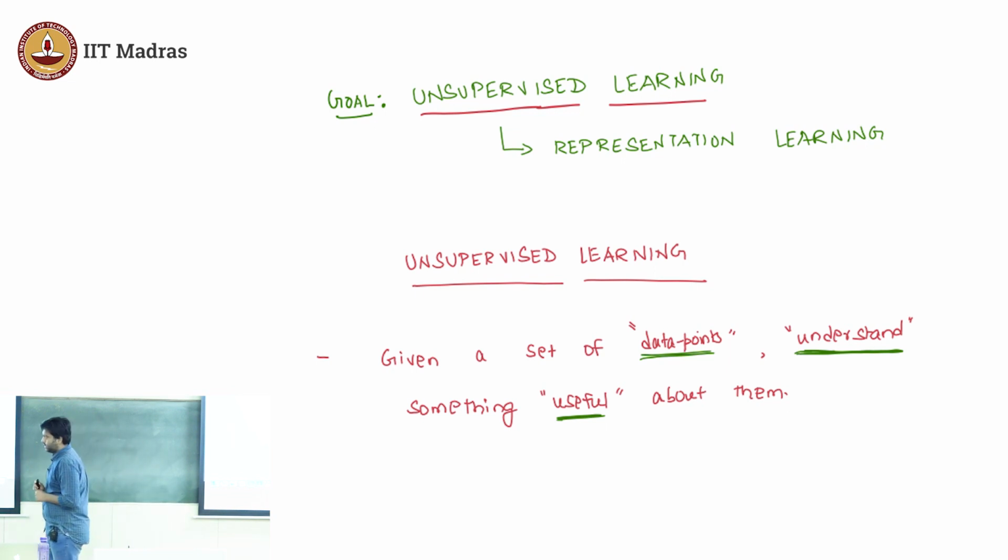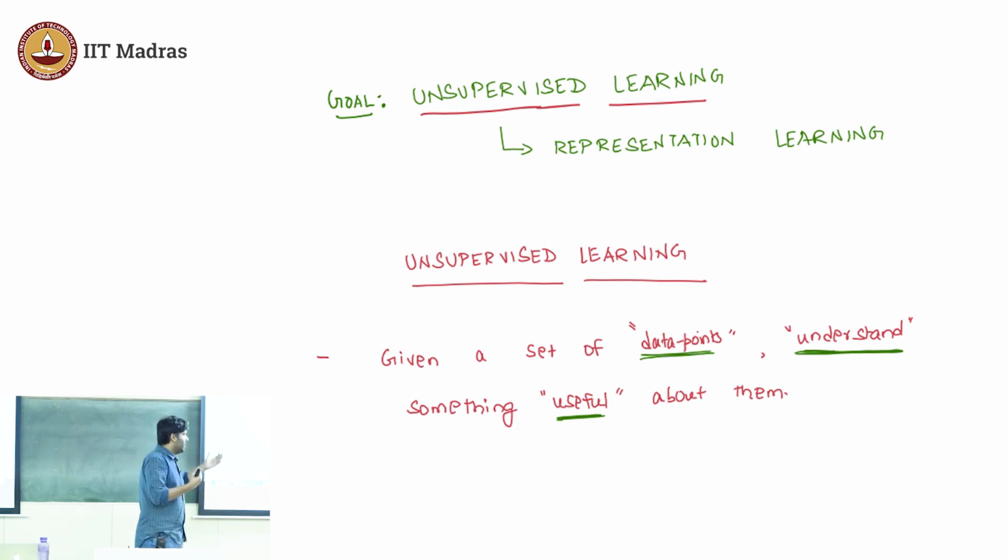Here is what we want to understand. At a very, very high level, this is the goal. You are given a set of data points. You want to understand something useful about them, right? This is a very vague statement. This is an English statement, and that's where typically you start. You start from an English statement, and then you ask, which are the things that are vague here?